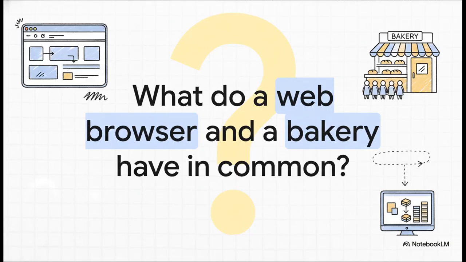Now, I know that sounds like the setup to a really weird joke, but the answer is actually a beautiful solution to a super complex problem. Stick with me and you'll see exactly how the simple act of waiting in line at a bakery is the key to creating order from digital chaos.